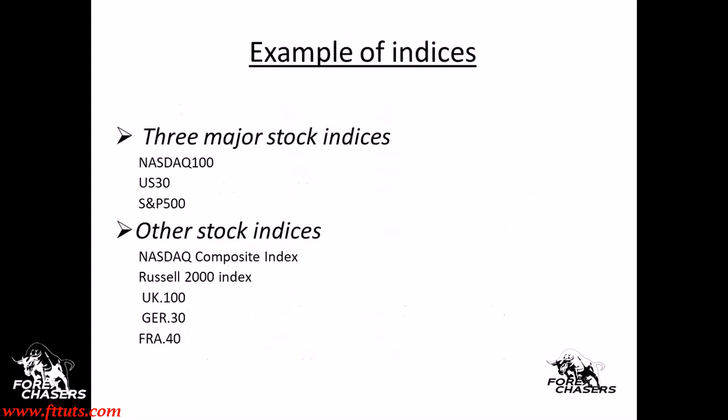Then we also have other stock indices that are out there that are tradable and also profitable, which are the Nasdaq Composite Index, the Russell 2000 Index, UK 100, German 30, France 40. So those are the other stock indices that are out there. You can also trade them and be profitable with them, but we mainly focus on the two, which are Nasdaq and USD.